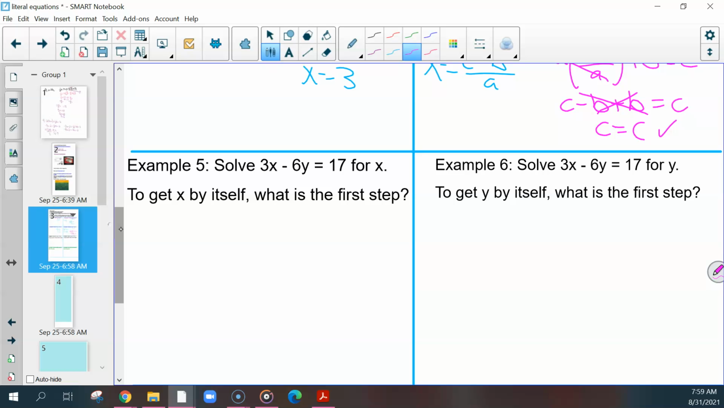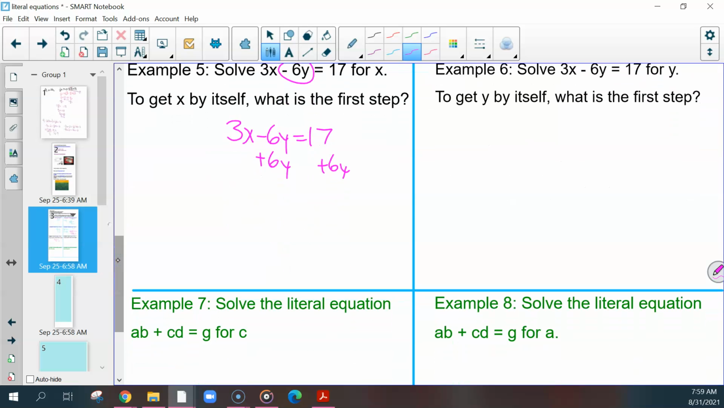So I'm going to take this entire term and move it over, not just y or not just 6, but this entire term. 17 and 6y are not like terms. I can't combine them, so it's just going to go over there and stay. And then, how would I get x by itself?